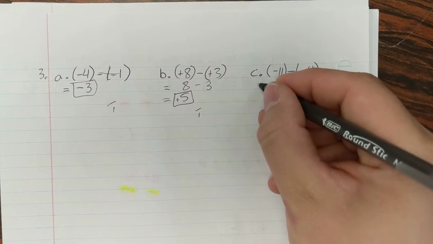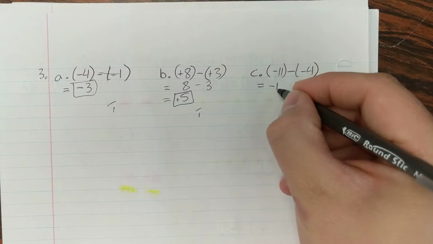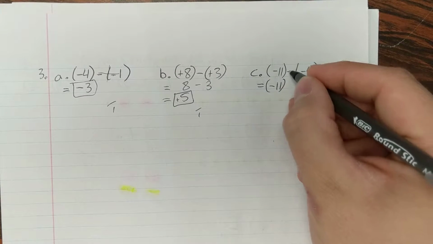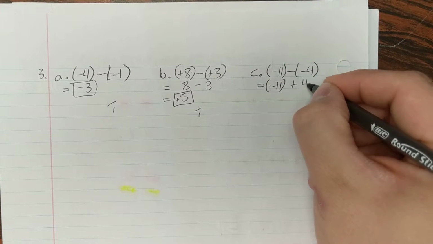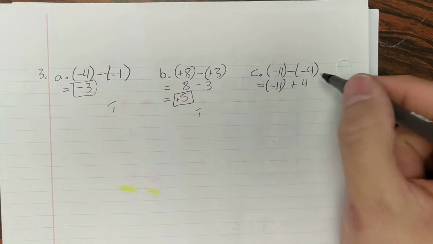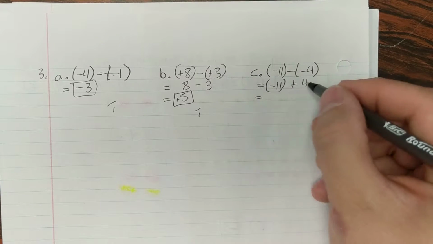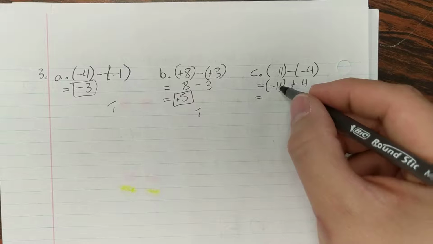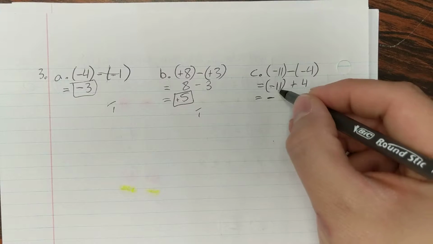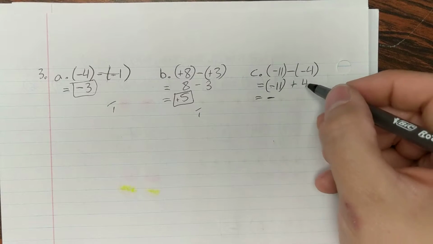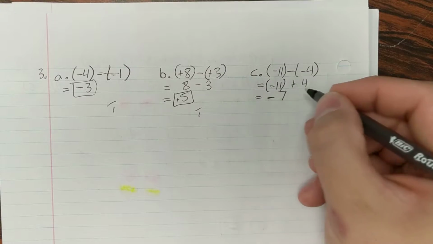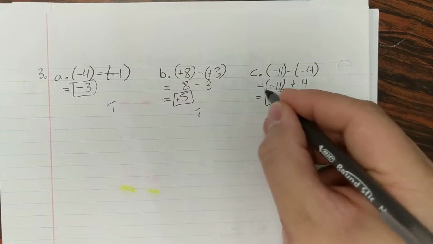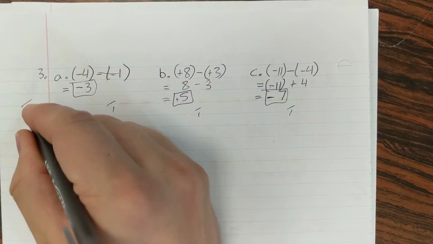-11, subtract +4. We've got -11. Remember, that looks kind of like a plus, so it's the same as +4. We've got -11 plus 4. They're opposite signs. Which one's bigger? The negative is bigger. So we've got 11 and 4. What's the difference? 7. So the answer is -7. That's out of 1. So this question is out of 3.